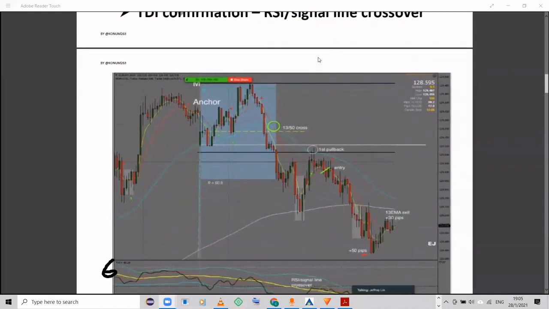Examples now. So as we said, the first step is what? The anchor. The anchor should be present to the left side. After that, the 13 and the 50 EMA should cross. The third one, there should be a first pullback to the 50 EMA, and that should be within the range of 25 to 50 pips. And after that, the price should bounce or trap off of the 50.